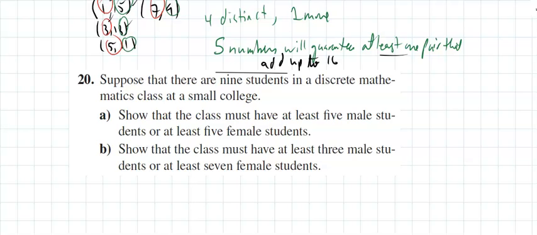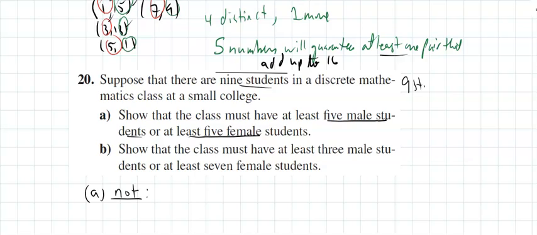20. Suppose there are 9 students in a discrete math class at a small college. Show that the class must have at least 5 males or at least 5 females. Part A. Let's assume it doesn't happen.